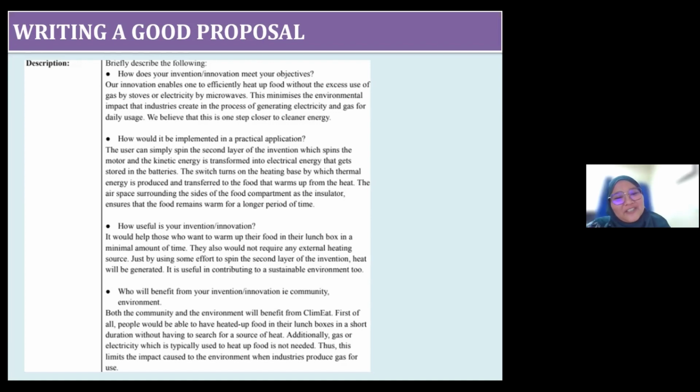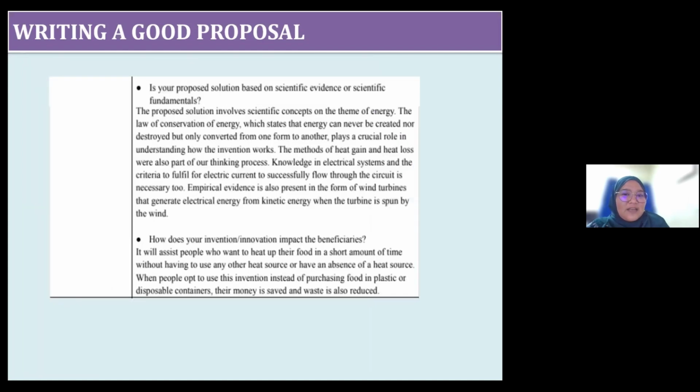These are a few questions about description. For example, how does your innovation or invention meet your objective? How is it implemented in practical application? How useful is your invention or innovation? Who will benefit from the invention and innovation? Is your proposed solution based on scientific evidence? How does your invention and innovation impact the beneficiaries?